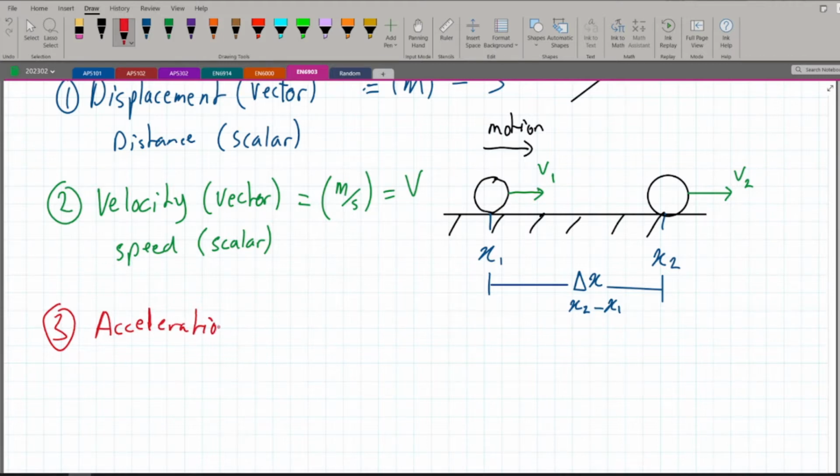Acceleration. And this is a vector quantity all the time. Usually there is no scalar value for acceleration. It is just a vector. And this is going to be in meters per second squared, and this is usually given the letter A.